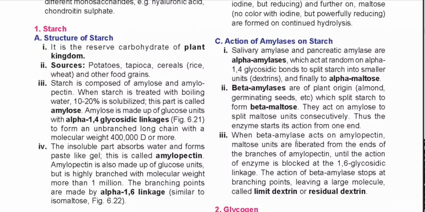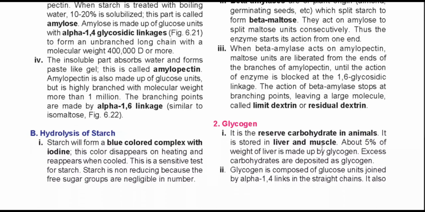Now in homoglycans, we already know starch, and then second is glycogen. Glycogen is a reserve carbohydrate in animals, and it is stored in the liver as well as the muscles. About 5% of the weight of the liver is made up of glycogen.